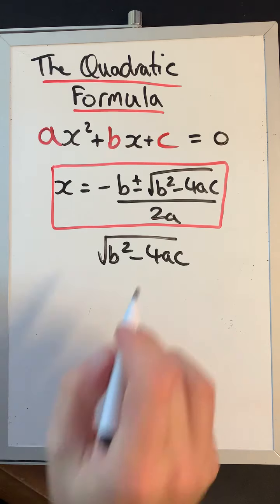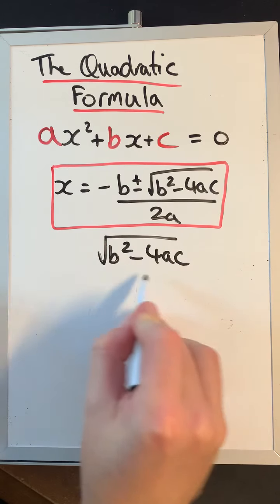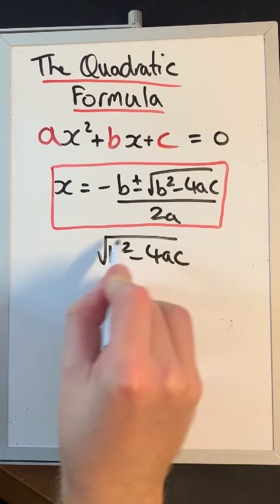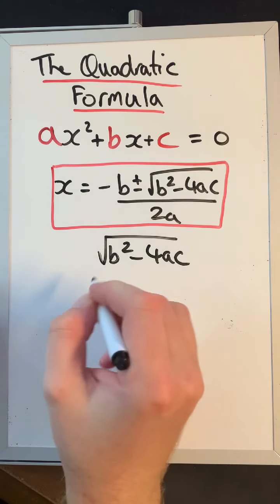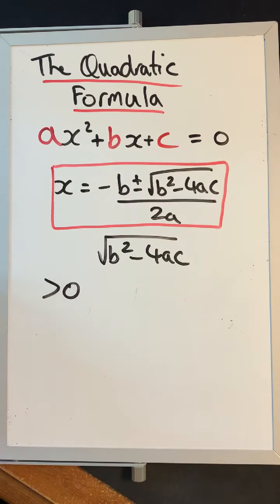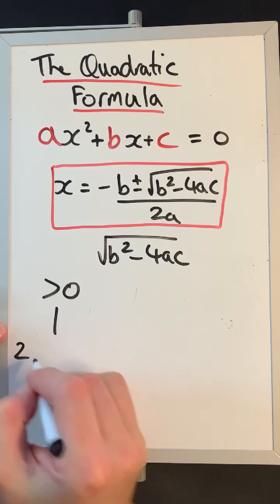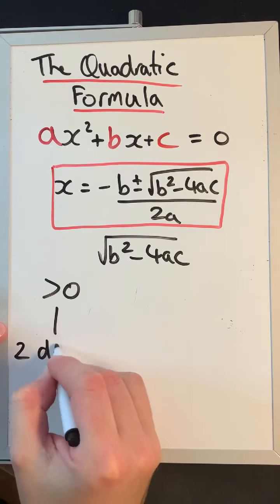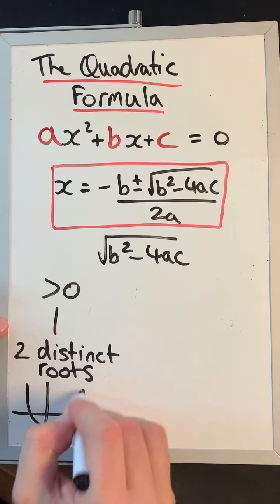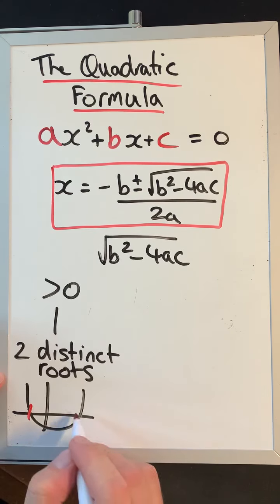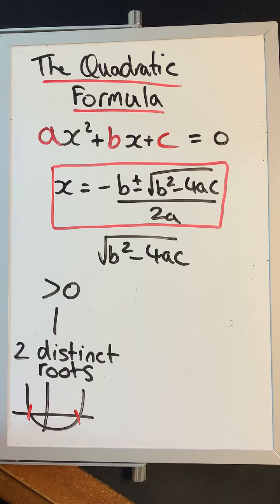So if this is a number above 0, then this means that we have two roots, two distinct roots. What this would mean in terms of a graph, if I just quickly draw a little graph at the bottom here, is that we have two roots like this.